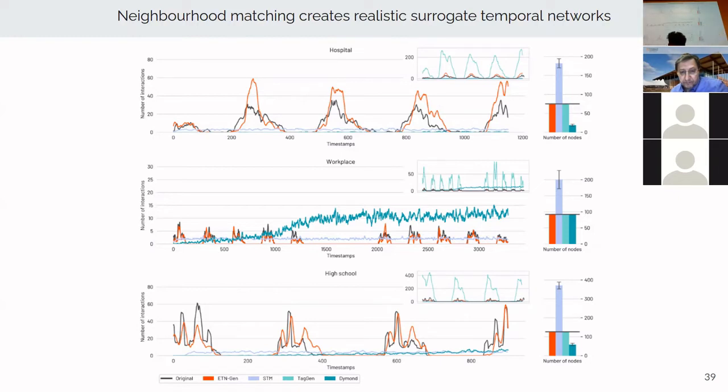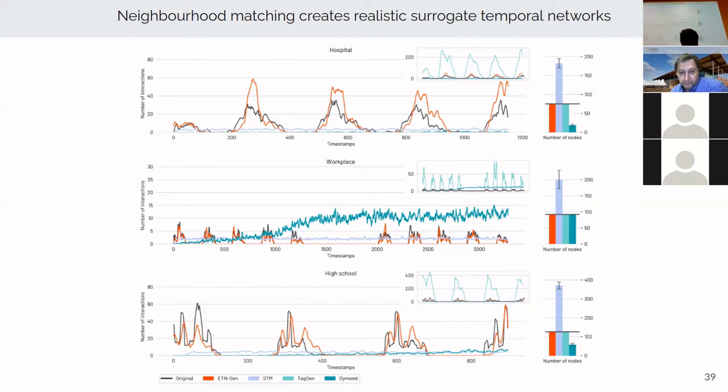You can see that STM and Diamond, in the main plot, do not capture the day-night periodicity, and neither the week-weekend periodicity. They try to stay in the middle, while TagGen is able to capture the day-night periodicity, but in a totally wrong magnitude. Because, for instance, here we have up to 60 interactions at a specific time, but TagGen generates something like 400 interactions for that time step.